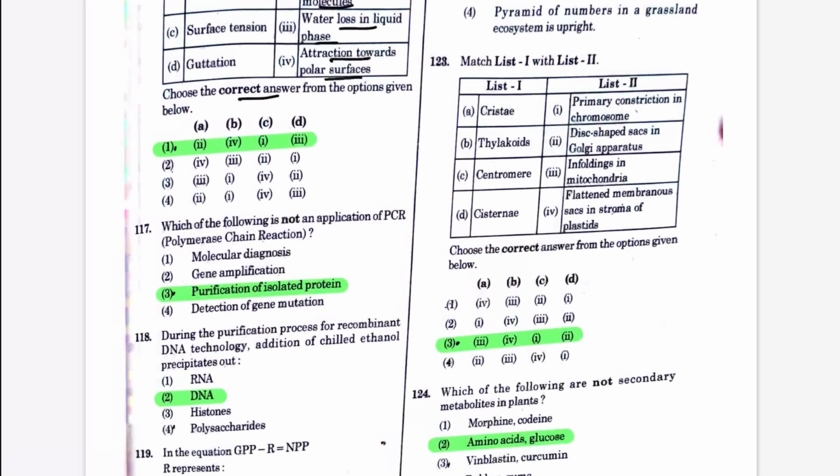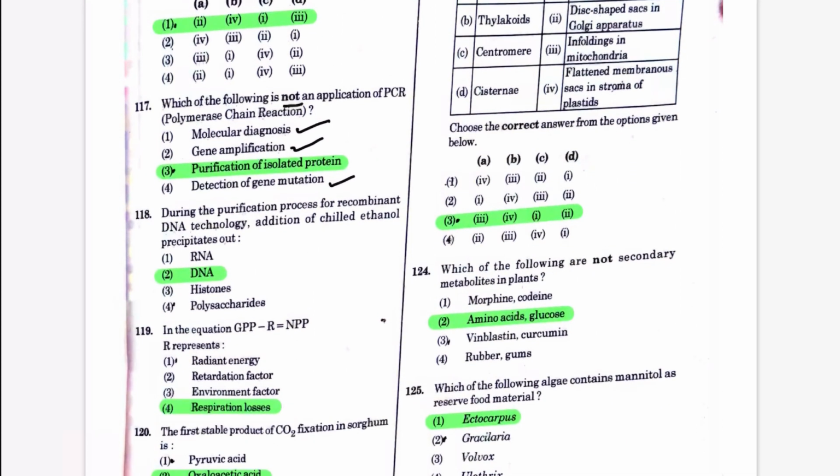And 117, which is not an application of PCR. We know PCR is involved in molecular diagnosis to amplify a particular gene to detect any gene mutation, but it is not involved in purification of any protein. Okay, so the option 3 won't come. Okay, so 118, during the purification process for recombinant DNA technology, the addition of chilled ethanol precipitates out. Okay, last year it was asked the other way around, this time they have asked just the opposite, right? So the answer is DNA. Okay, so after you isolate it, the DNA will be precipitated out by mixing with chilled ethanol, right? So the answer is 2.